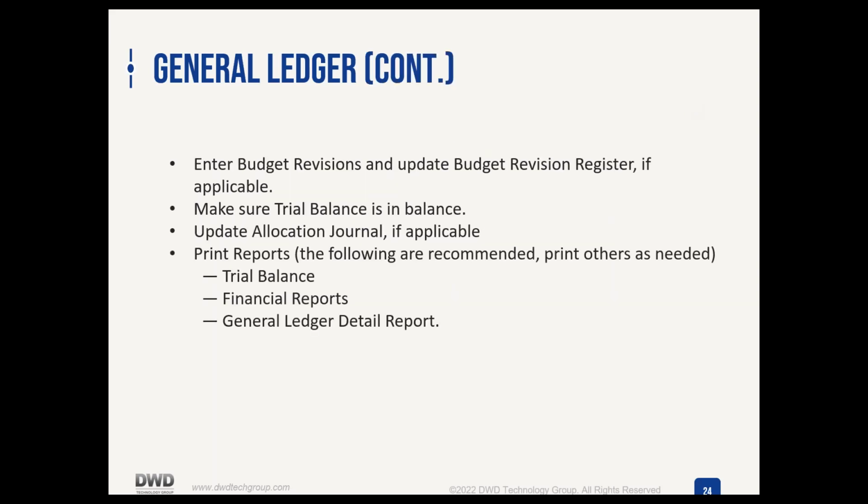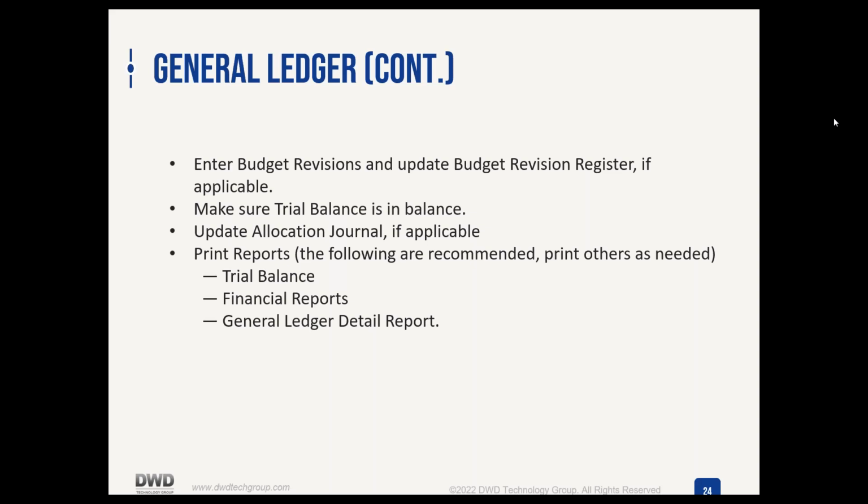If you're using the budgeting functionality, we would want to be able to update the budget revisions, run the budget revision register if necessary. You absolutely want to make sure that your trial balance is in balance. If you're using allocations where we pool information into an account and then we redistribute it based on some pro rata type of distribution, the allocation journals can facilitate that. We want to get that stuff done before we do the closing.